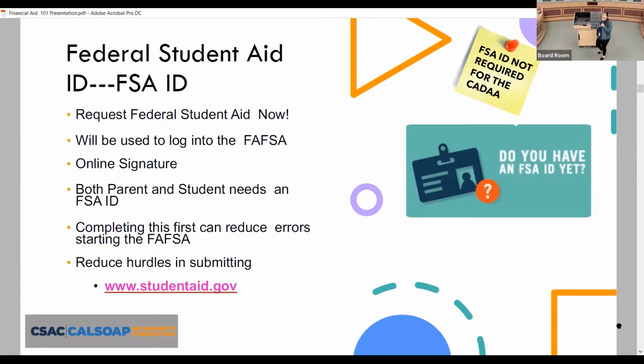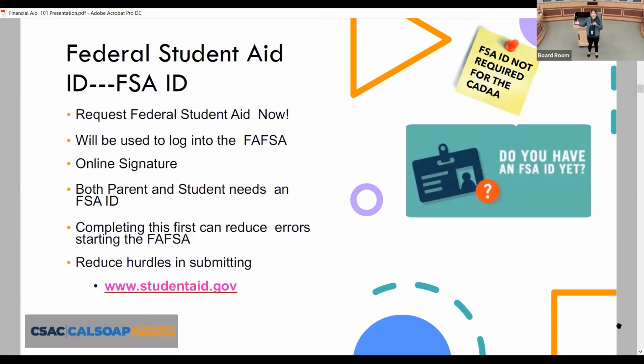Now, notice my little sticky note in the corner, you guys. You do not need an FSA ID for the California DREAM Act application. So if I'm an undocumented student completing the CADA, I do not need to create an FSA ID. If I'm a student completing the FAFSA, I definitely need to make sure that I do that.